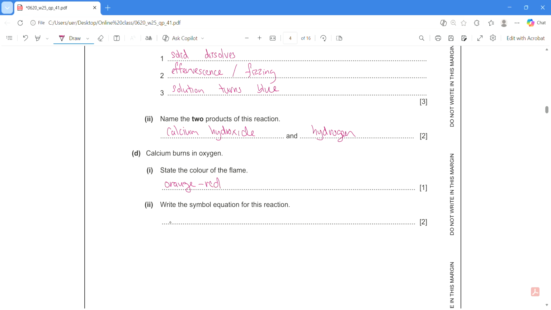Write a simple equation, so easy. So calcium plus oxygen gives you calcium oxide, and we have to balance it to 2. Done.